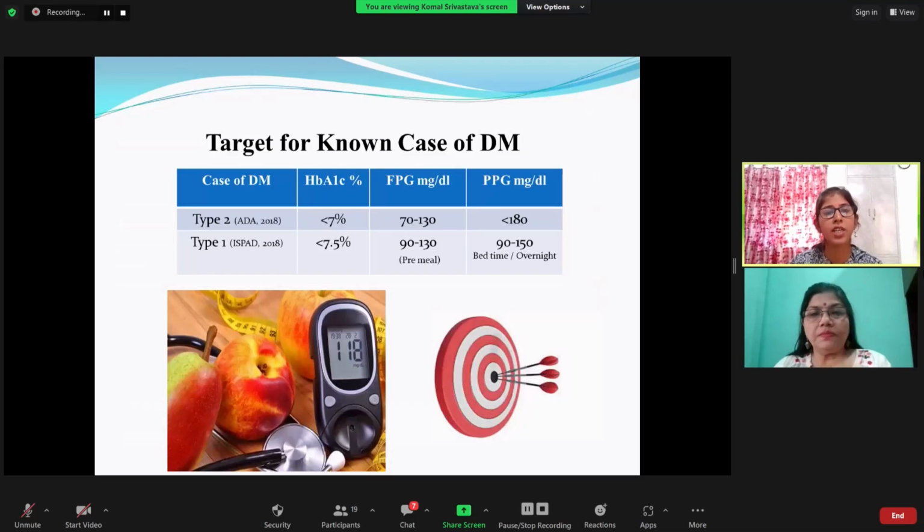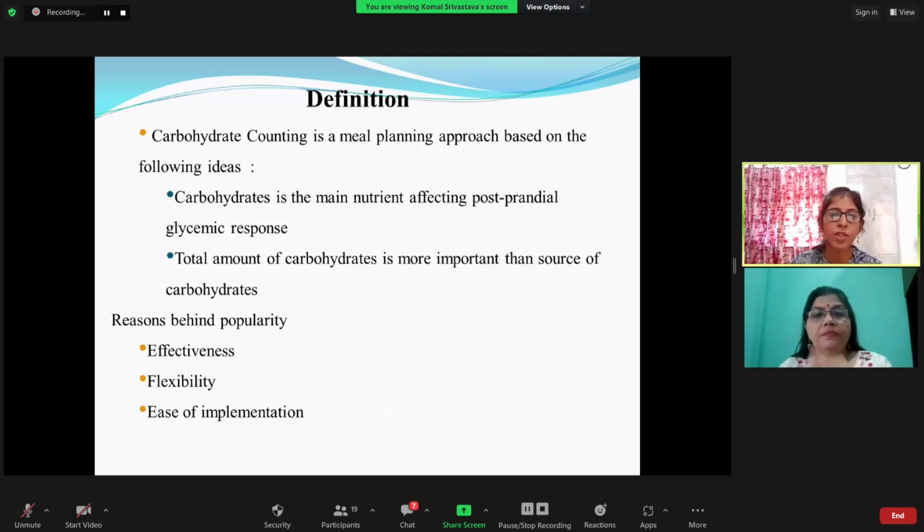So now, looking into the target for the known case of diabetes mellitus, sticking to type 1, as per the International Society for Pediatric and Adolescent Diabetes 2018, HbA1c should be less than 7.5%. Pre-meal fasting is 90 to 130, and postprandial it is 90 to 150. That is bedtime or overnight. Now moving to the main topic, that is carbohydrate counting.